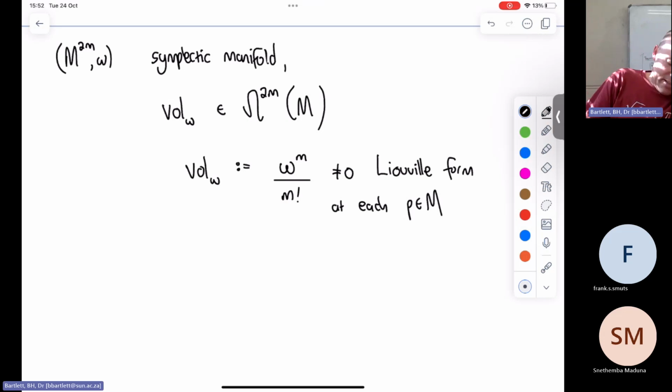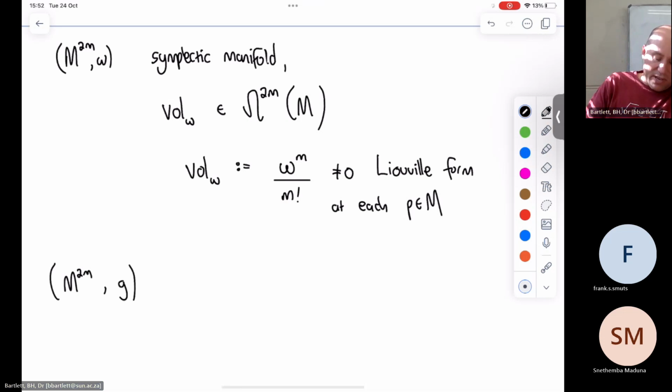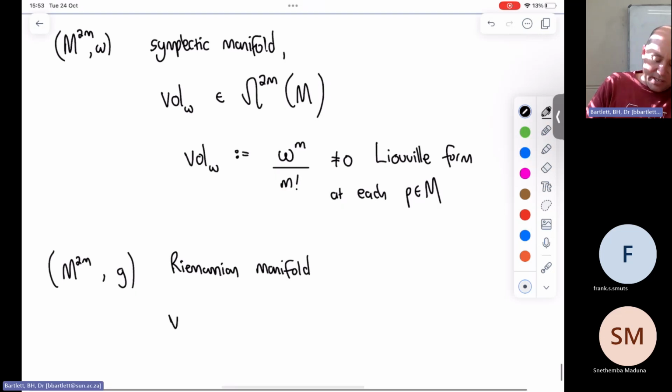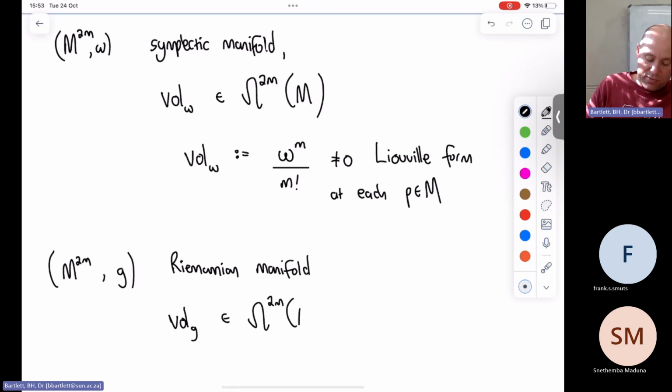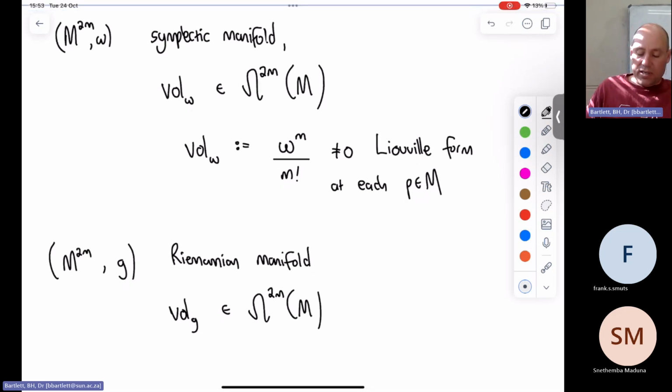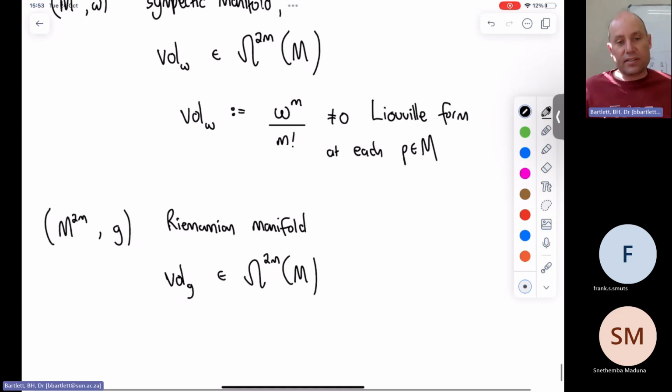On the other hand, if I have any manifold M, let's again say it's 2m dimensional, but could be of any dimension, doesn't have to be even dimensional, then I've got a Riemannian manifold. So g is a Riemannian metric. Then I'll also get a volume form, which I'll write as the volume form of the metric, vol g. It's again going to be a 2m form, top dimensional form. It's also going to be non-zero at each point. That's the definition of being a volume form. And how do I calculate this?